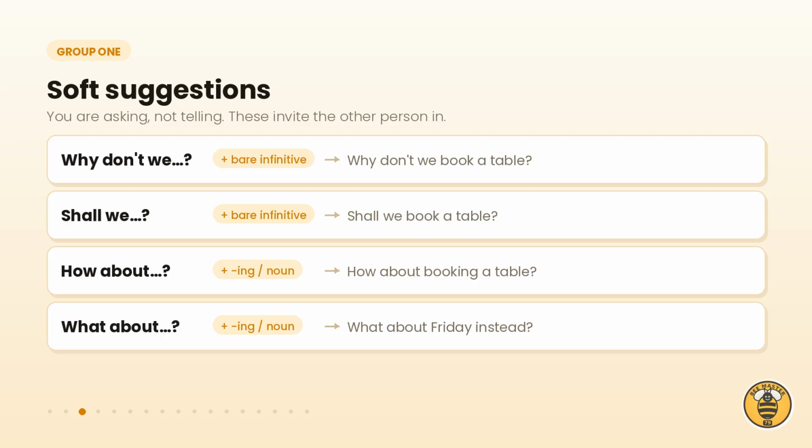Now look at the next 2. How about booking a table? What about Friday instead? These take the ing form or simply a noun. That difference matters, so hold on to it.